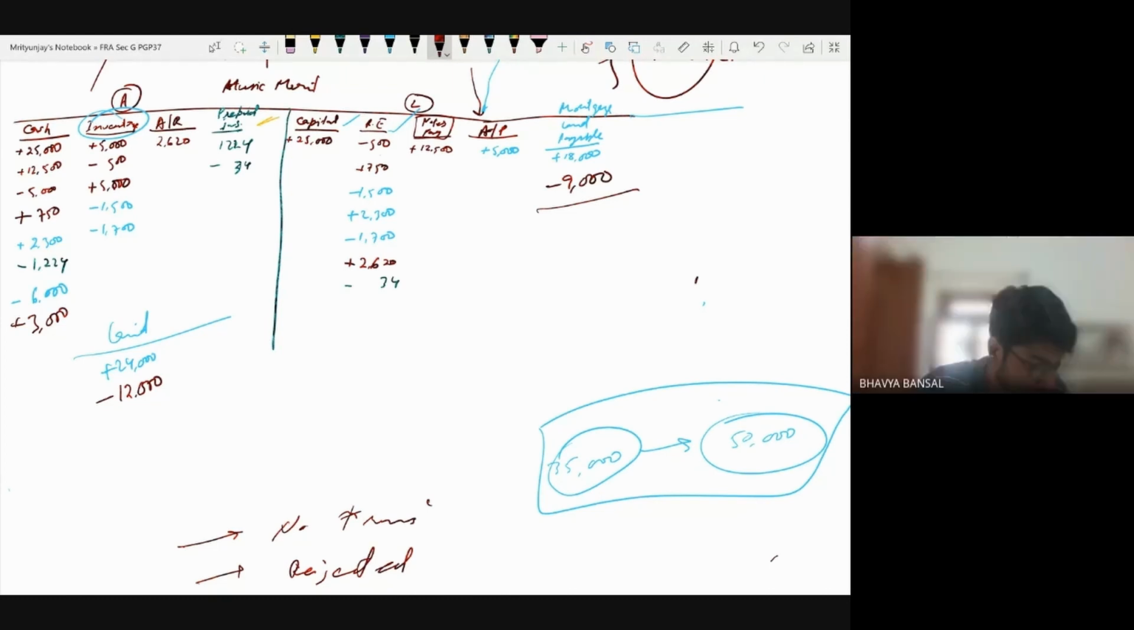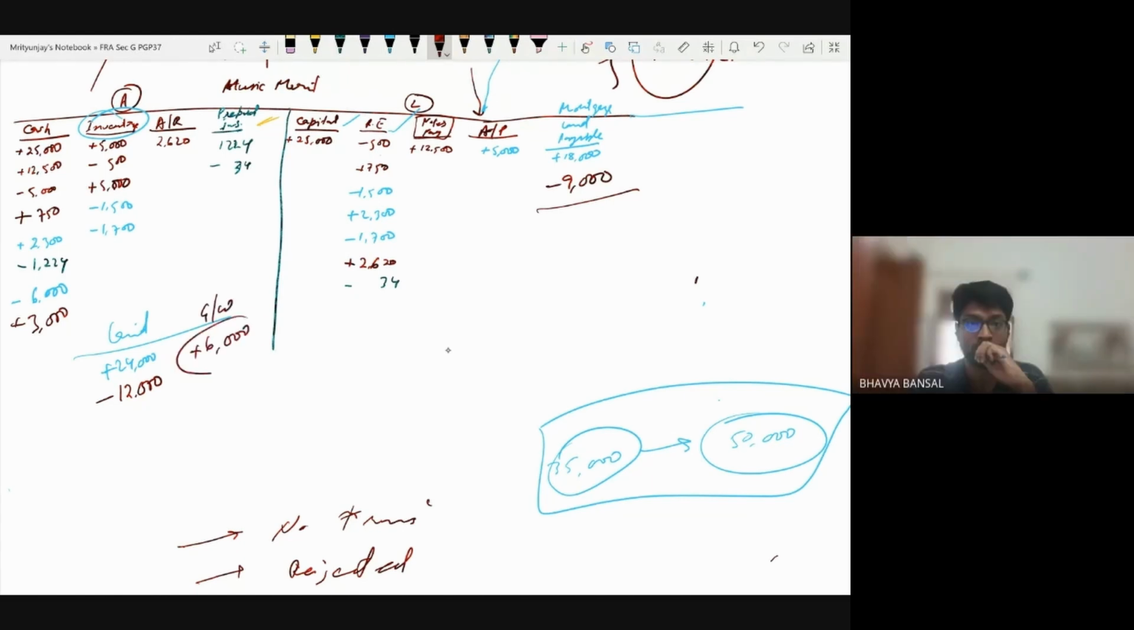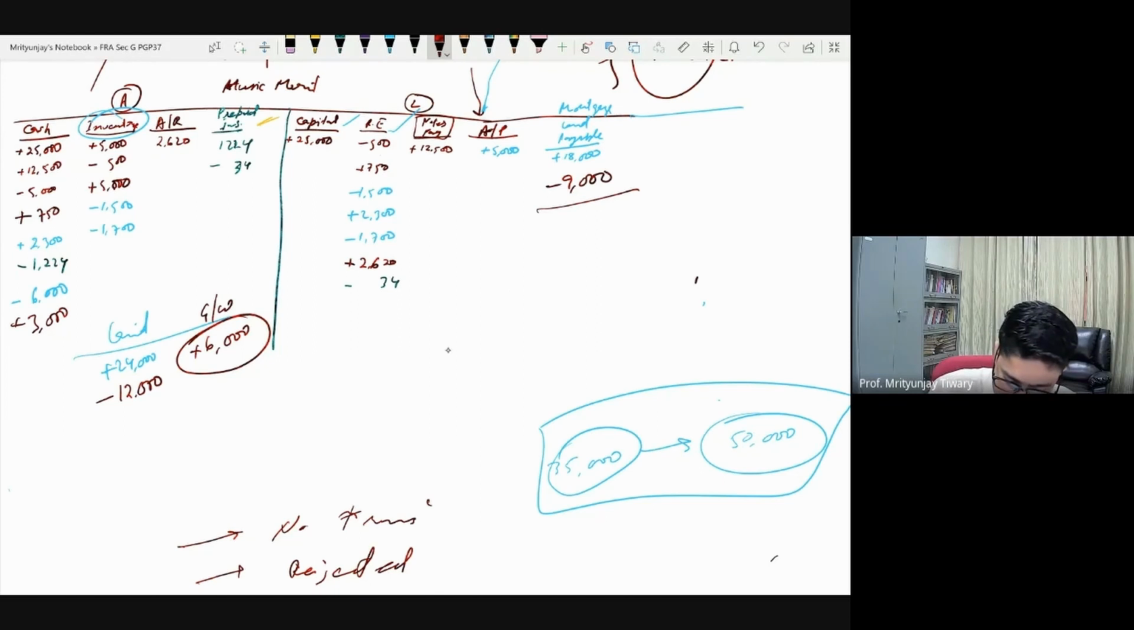add 6,000. Okay, a new asset called goodwill. Add 6,000 and what else? Retained earnings. What do we do in retained earnings? The same number increases. Add 6,000. Okay, perfect.